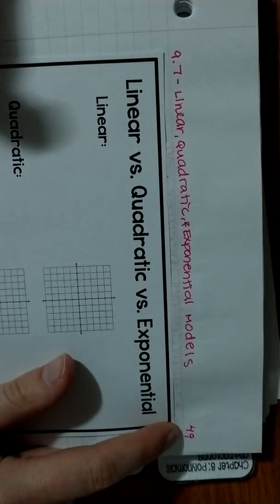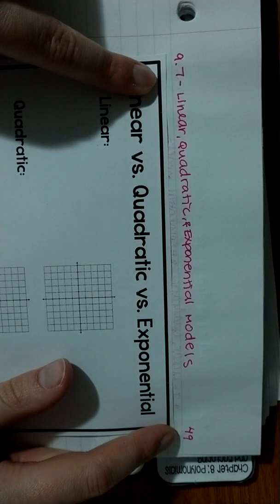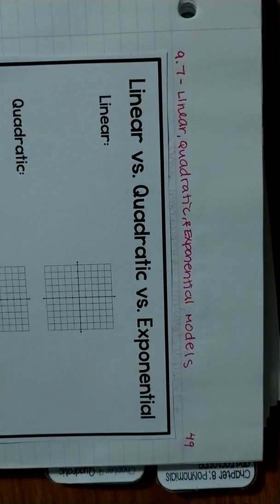This is page 49, 9.7 linear, quadratic, and exponential models. If you need more time on this, please pause this video now. Otherwise, I'm going to go ahead and show the next page.